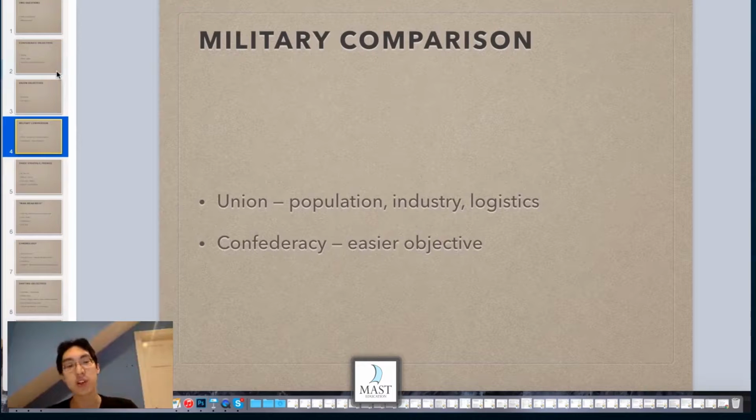The South secedes. Lincoln wants to keep it together. He has to do it by force. So before we go into the military strategies, let's first talk about how the Union and the Confederacy compared militarily and how it necessarily affected the way they formed the strategies and mapped it out.